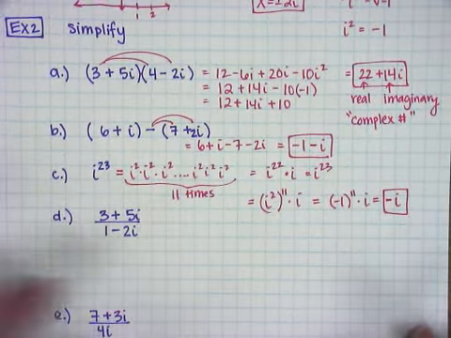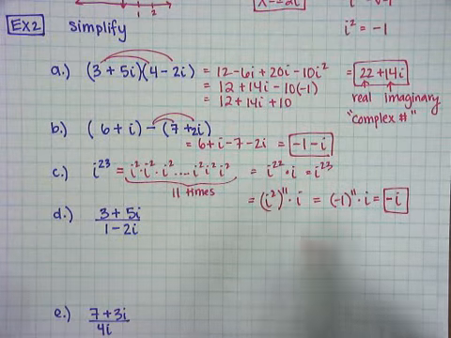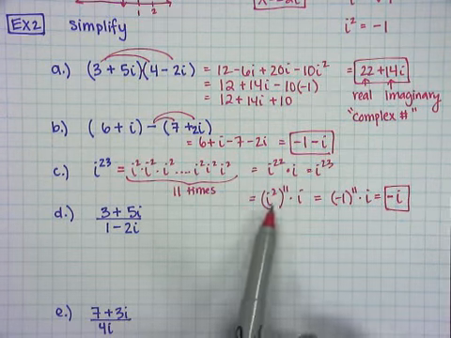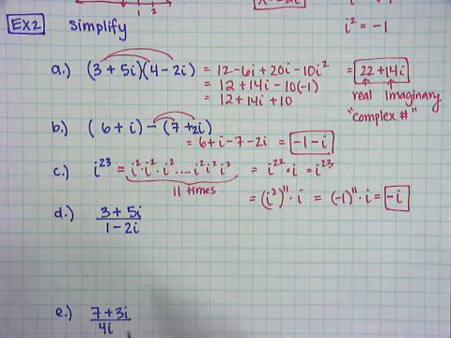That's one way you could do this problem. Obviously there are others, but that's one way that'll work every time. And the only thing you have to remember in this case is that i squared is -1.